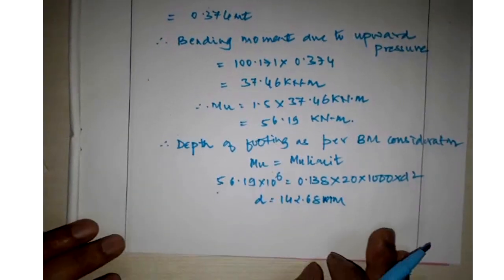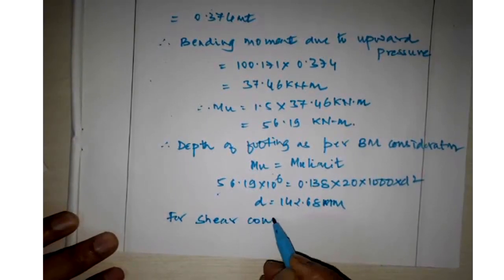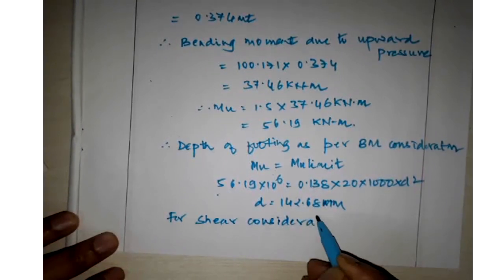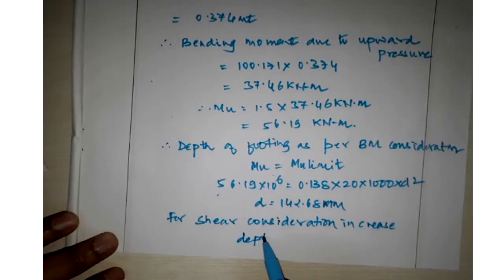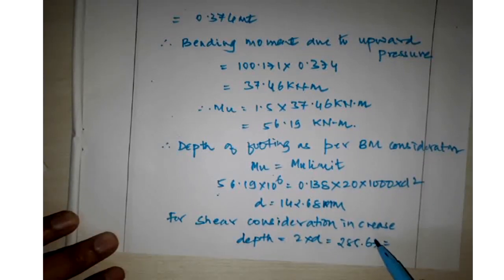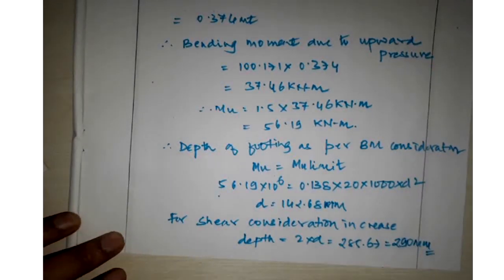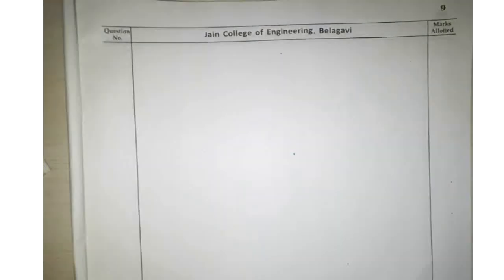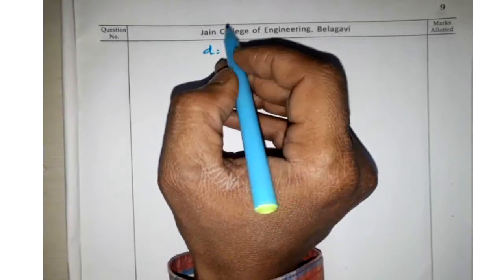Okay, so for shear consideration, increase depth is equal to 2 times d. You increase that, you make it double. So we get here 285.67. So I'll consider 290 mm. Okay. Then, so we got the depth 290 mm.